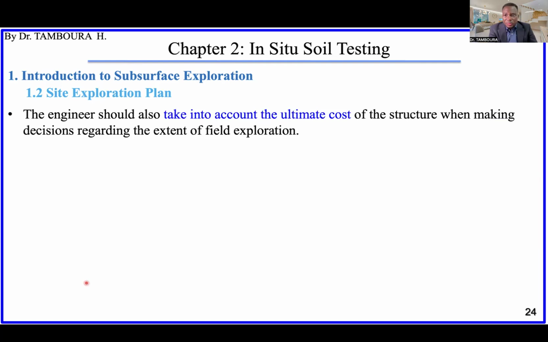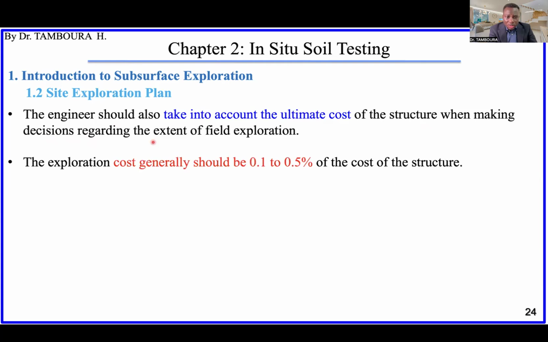So we also should take into account the ultimate cost of the structure when we are making decisions. That's why, in general, the cost of the site investigation should be between 0.1 to 0.5% of the total cost of the structure. So we should consider that the expenses are not going beyond this interval.